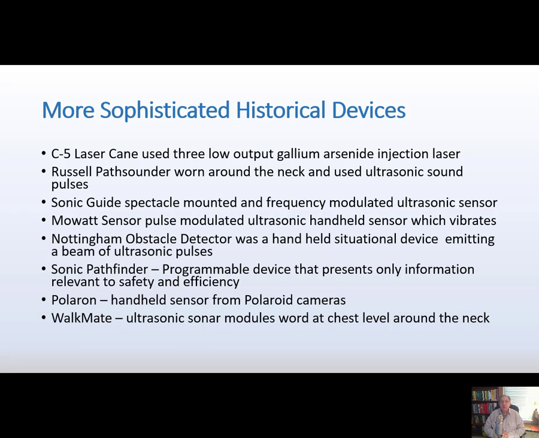Another device was the Mowat sensor, and it was a little longer than a standard cell phone, maybe a little bit thicker than a standard cell phone, and it was a pulse-modulated ultrasonic handheld device, and it would vibrate in response to the presence of obstacles. The closer the object would be, the faster it would vibrate. It had a range of from 3.3 feet to 13 feet, and it could be used with an earphone as well if desired.